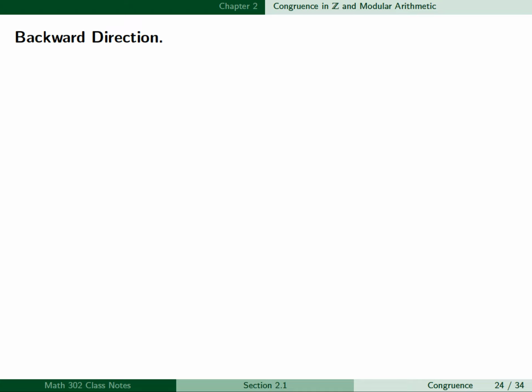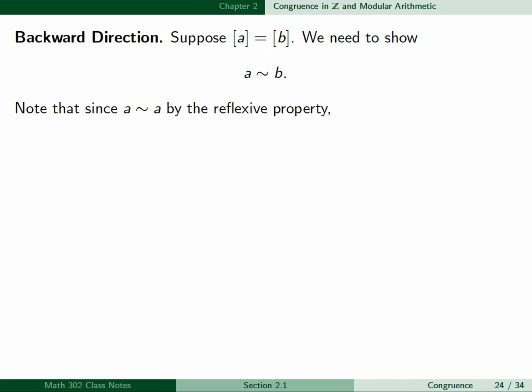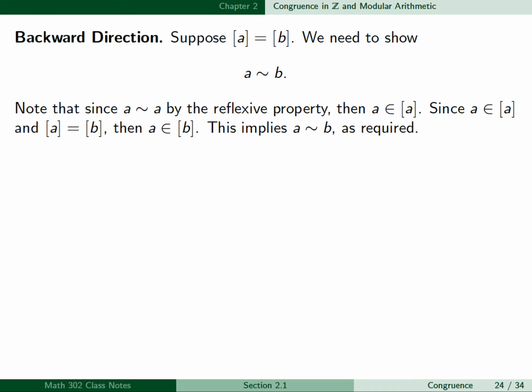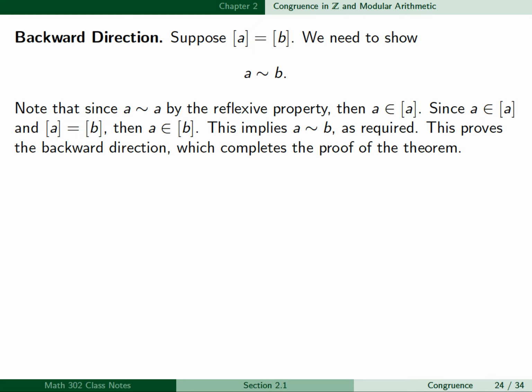Now for the backward direction, we'll suppose that the class of A equals the class of B, and we need to show that A is related to B. Note that since A is related to A by the reflexive property, then A belongs to the class of A. Since A is in the class of A, and the class of A is equal to the class of B, that tells us that A belongs to the class of B. And this implies that A is related to B as required. So this proves the backward direction, which completes the proof of the theorem.